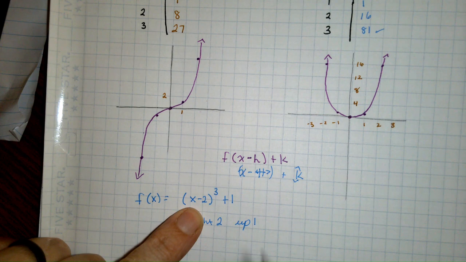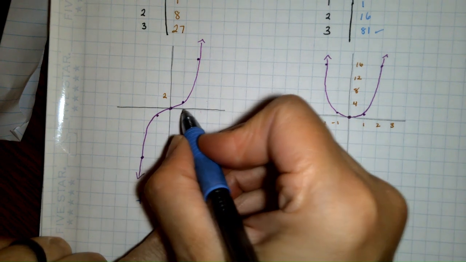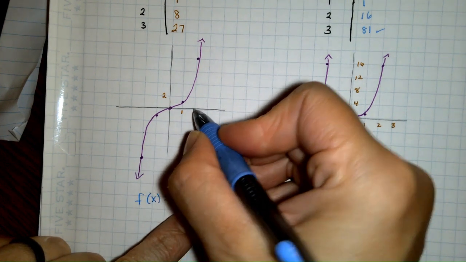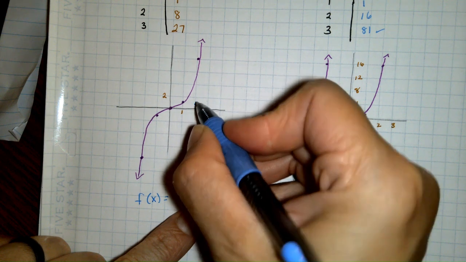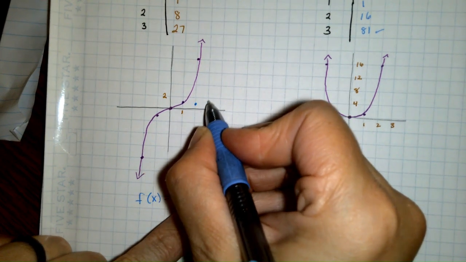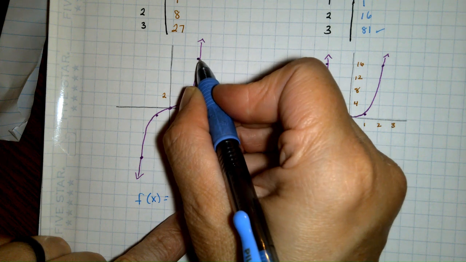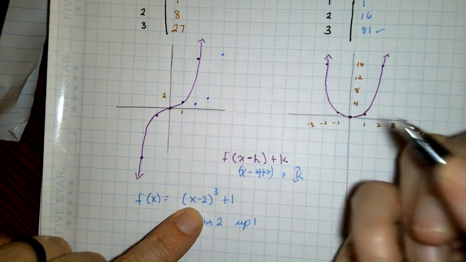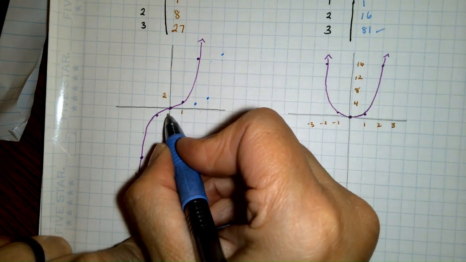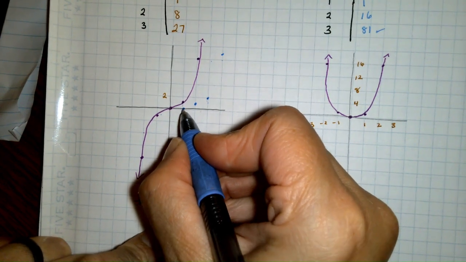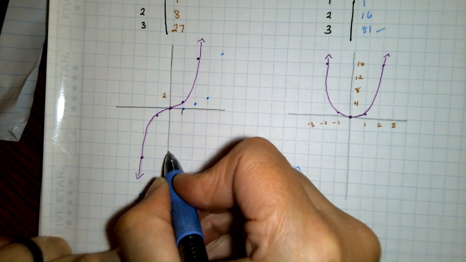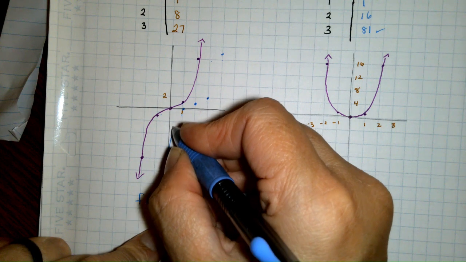So this graph is going to be 2 spaces to the right and 1 space up. 2 spaces to the right, 1 space up.